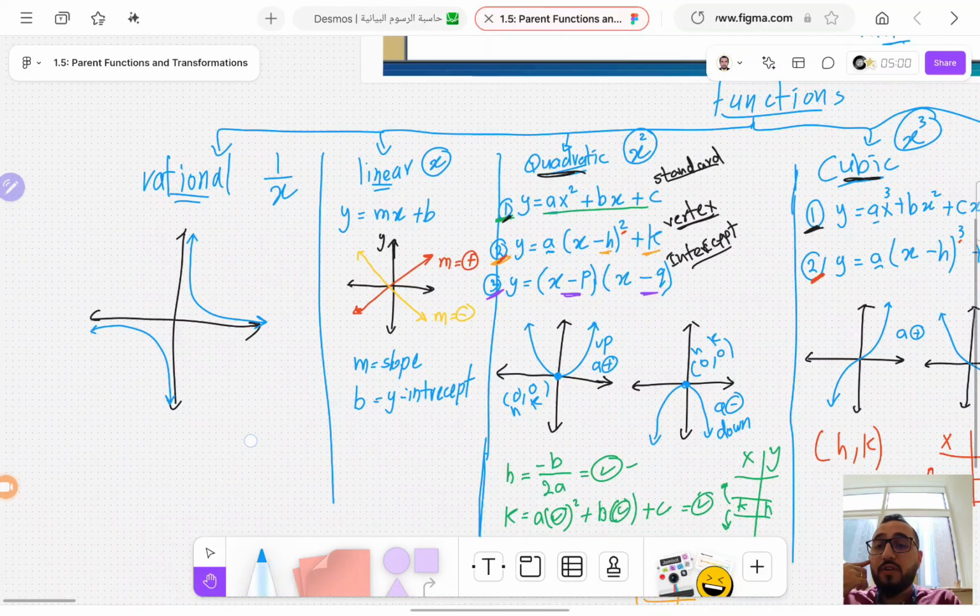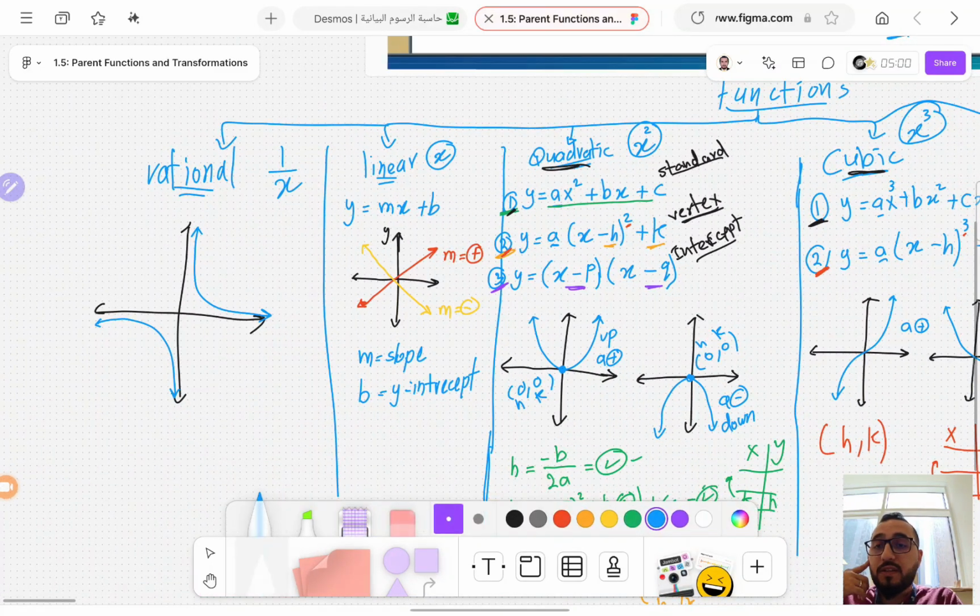Now what is the formula to graph the rational function? The formula is y equals a multiplied by the parent function, so we take the parent and write a times 1 over x minus h plus k. Always h is related to the x and always the opposite sign. This graph here is when a is positive.